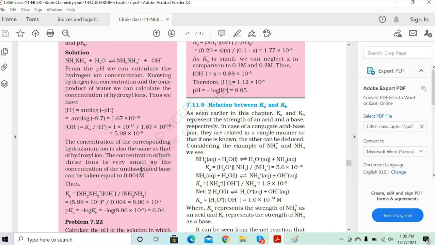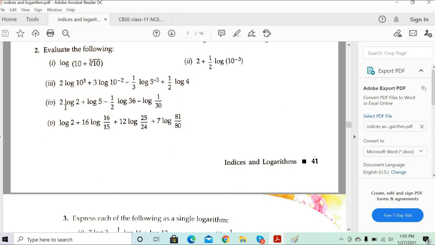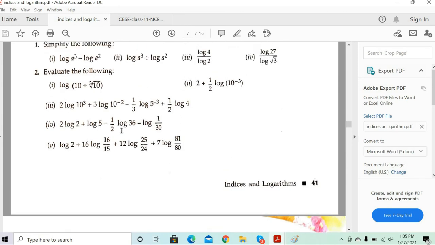So, can you explain question number two, fourth part? Question number two, fourth part? Okay. Two log two, log five, 1/2 log 36, and minus log 1/30. Okay. So, what's the doubt in this part?